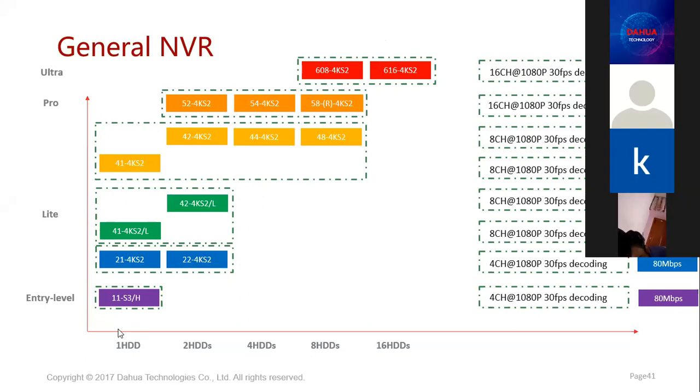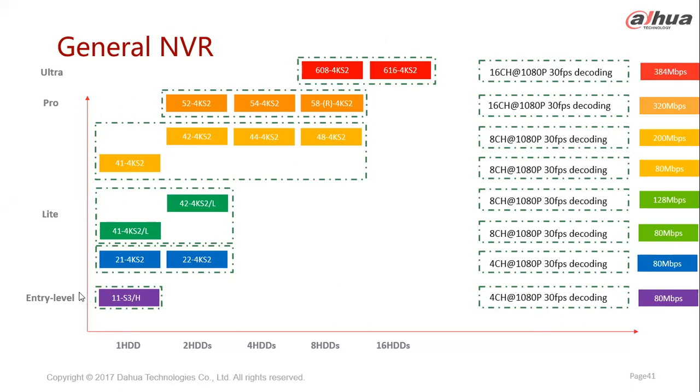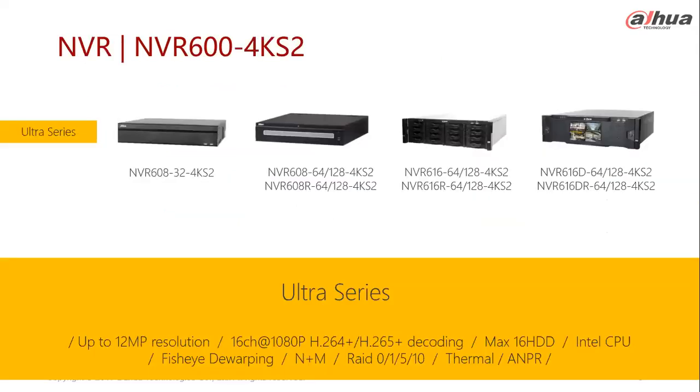So for the light series and entry level series NVRs, they have a maximum support of up to 1 HDD, or else you can have the Ultra series supporting hard disk up to 16 terabytes. But for the cases when you need more storage, you can opt for the EVS storages. Okay, this is how they appear. Maybe you can check this information later.